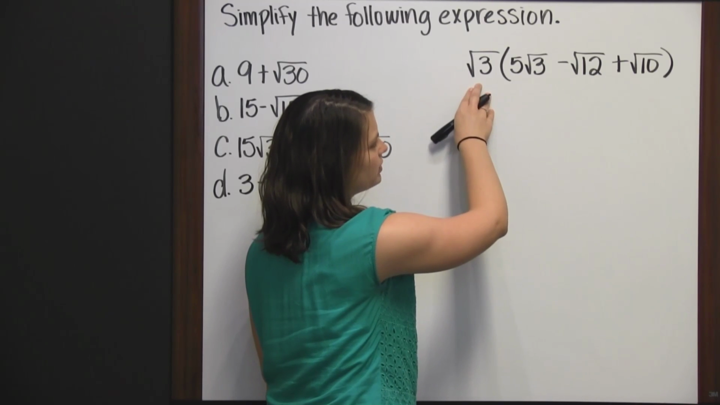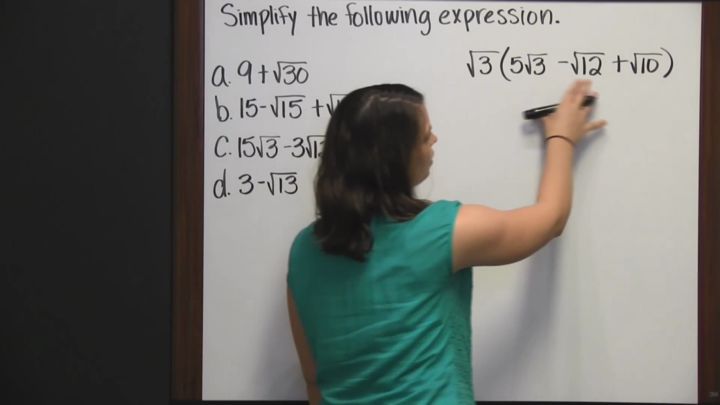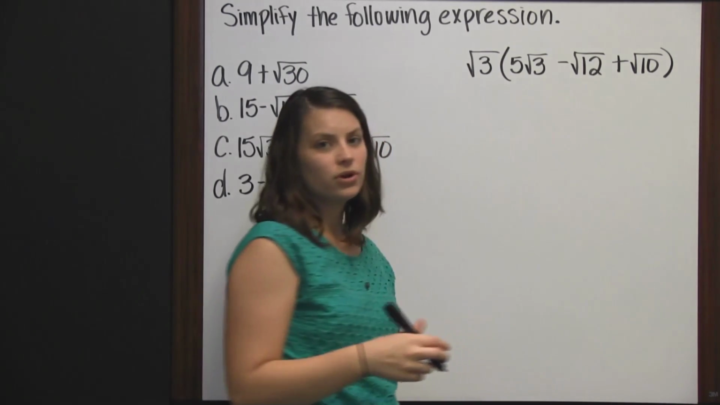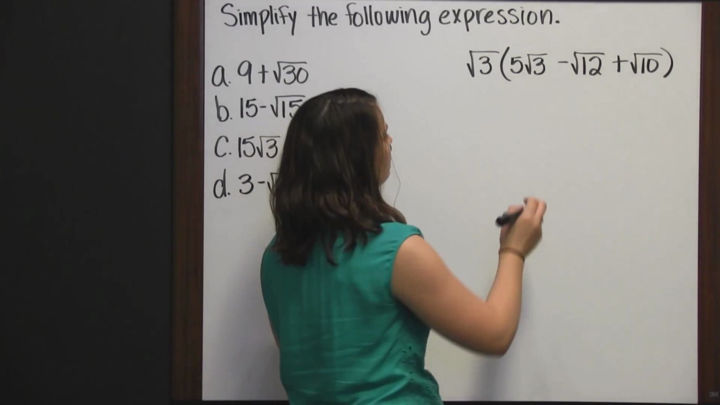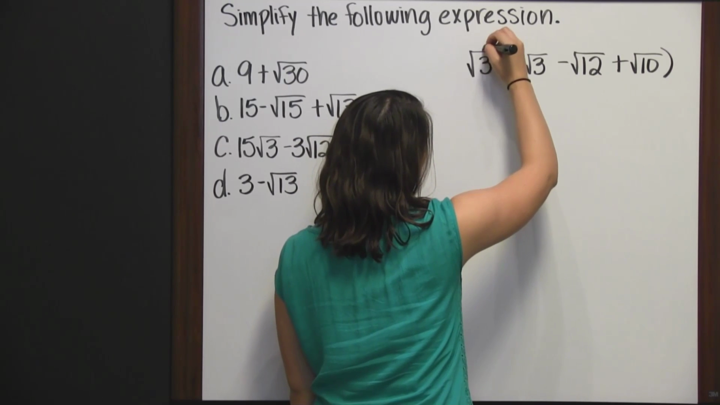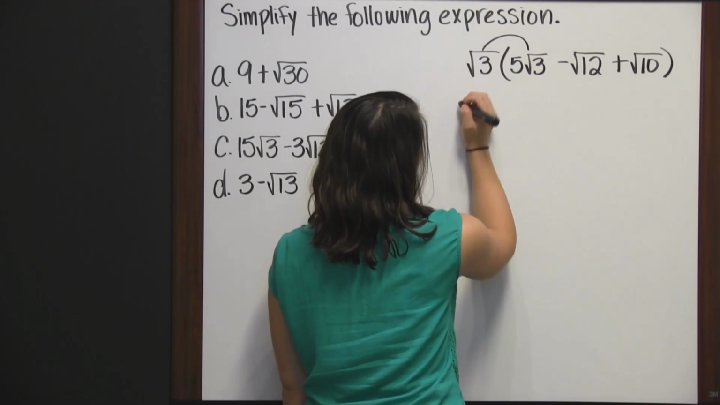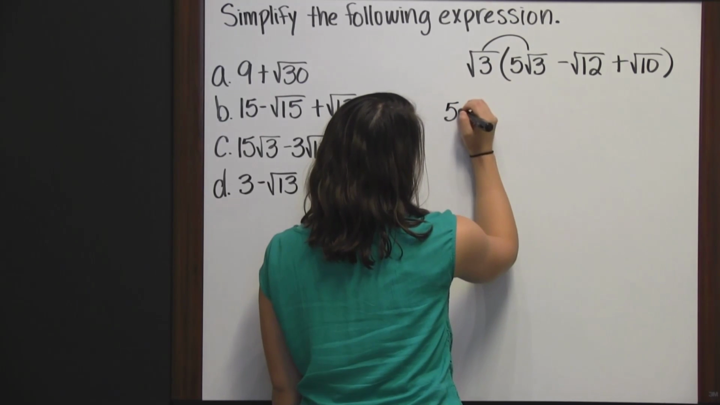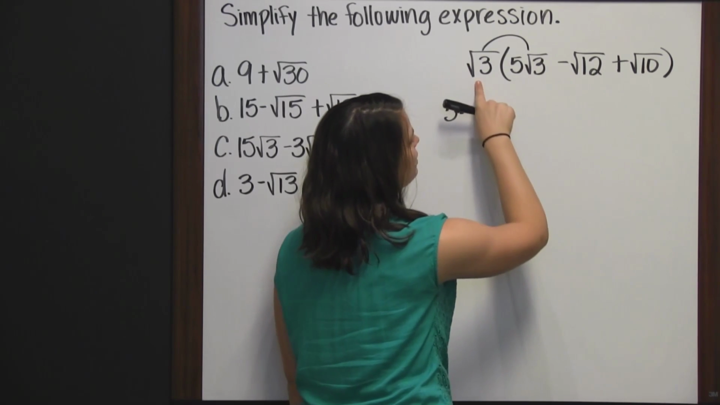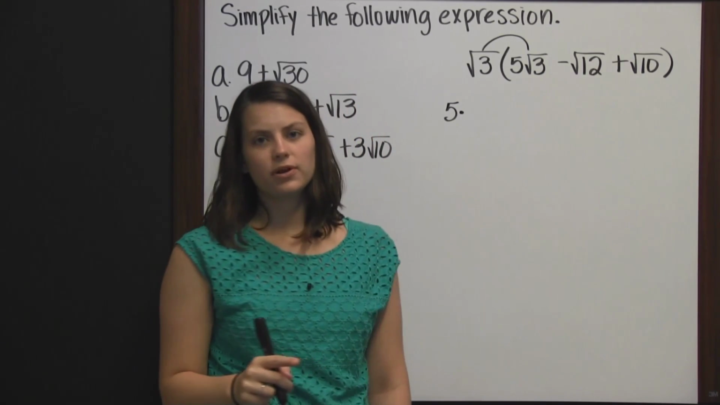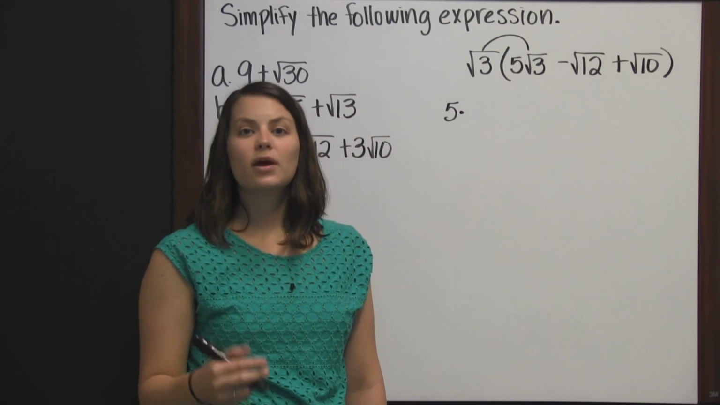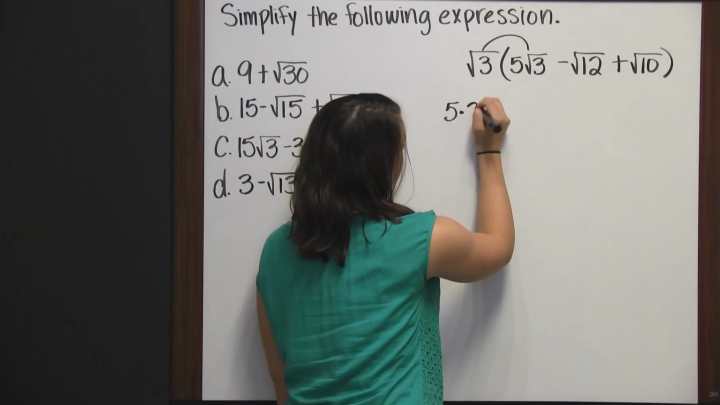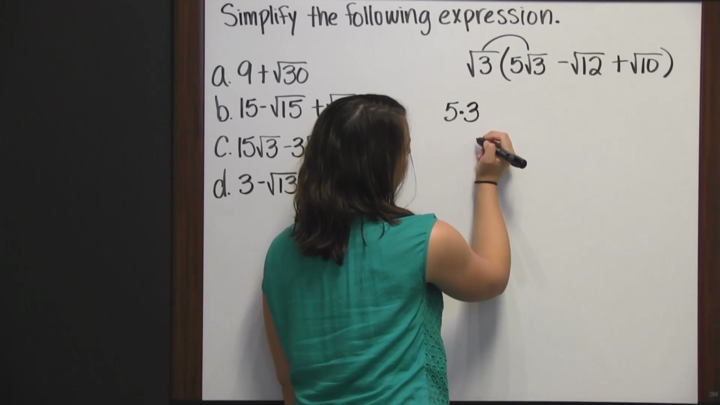So I'm multiplying the square root of 3 times all of these terms inside my parentheses, which means we're going to use the distributive property. So I'll start by multiplying the square root of 3 times 5 square roots of 3. So that's 5 times, and then the square root of 3 times the square root of 3 is the square root of 9, which is 3. So that's 5 times 3.